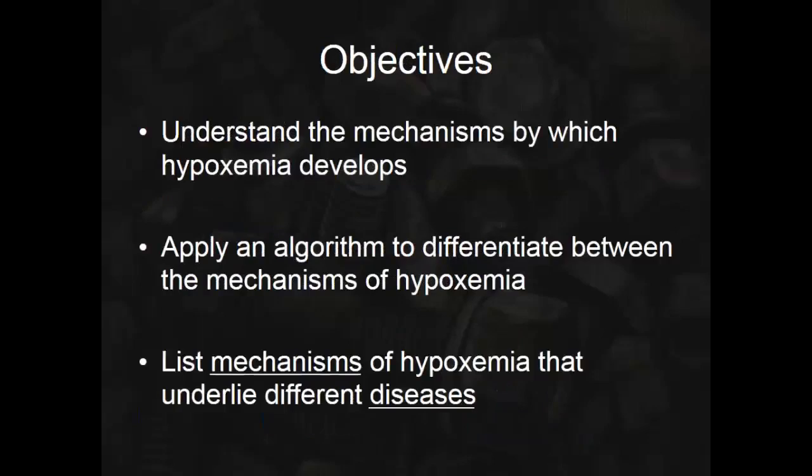So the objective is to understand the mechanism, see the word mechanism there, by which hypoxemia, I'm going to say hypoxemia or hypoxia, develops. Apply an algorithm, which I'm going to show you in a minute, and I would like you to try to get a mental picture of this algorithm to differentiate between the mechanisms of hypoxemia. And then to talk a little bit about the mechanisms of hypoxemia that underlie different diseases. So for example, if you have someone with CHF, you might have parenchymal disease, but you might also have airway disease if there is enough venous perfusion that causes narrowing of the airway, such the thing that's known as cardiac asthma.